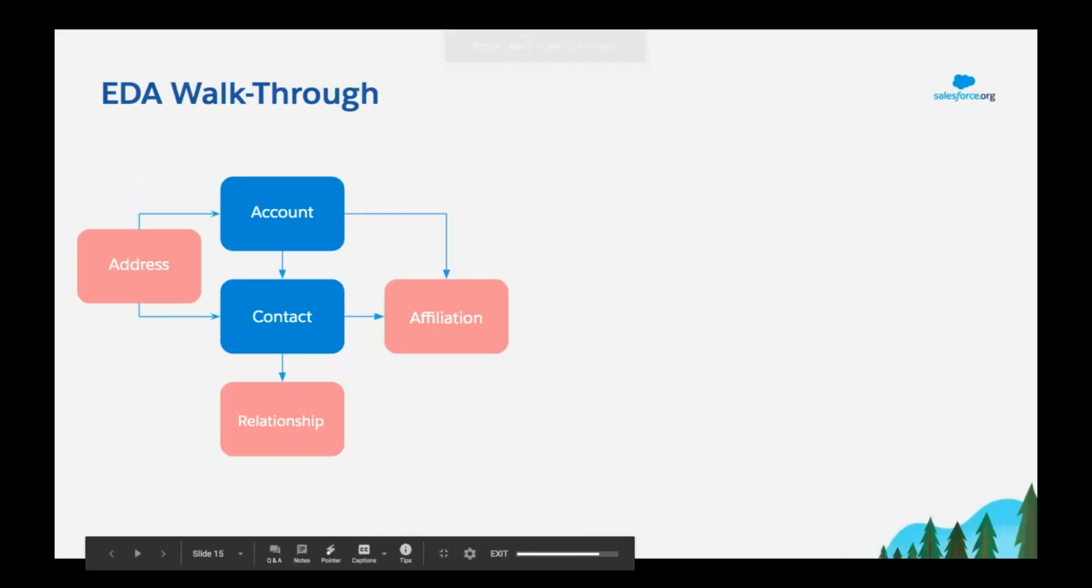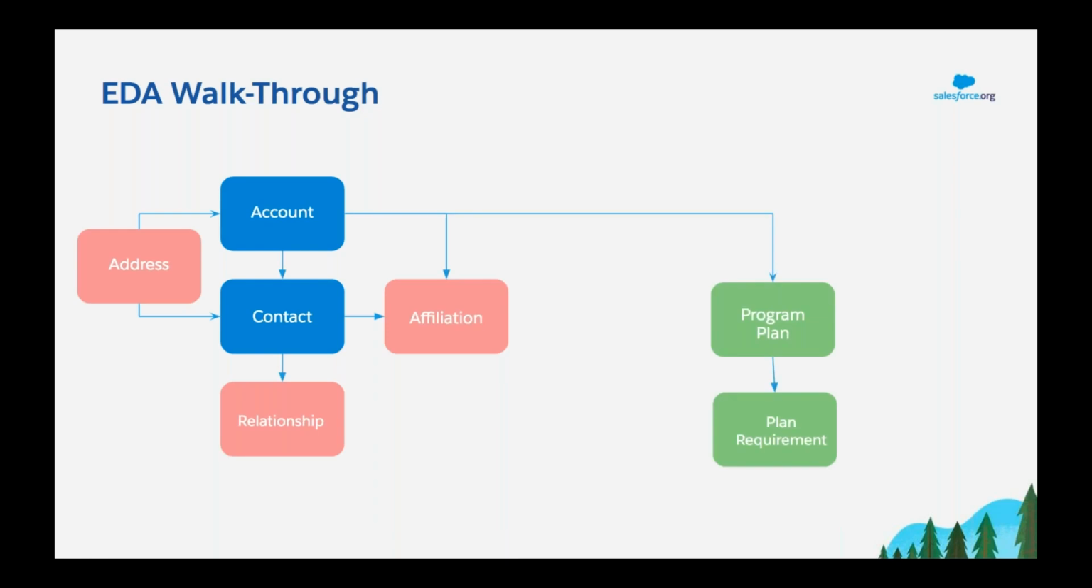So from here, let's talk about program plans and plan requirements. So the program plan is essentially the student's course of study or what they need to complete before they graduate. So this would include their major requirements as well as their general education requirements. Note that once a program plan is assigned to a student, it remains in effect for the duration of the student's time in the program.